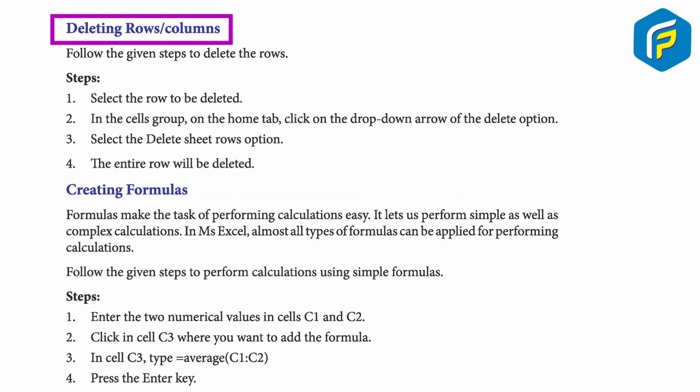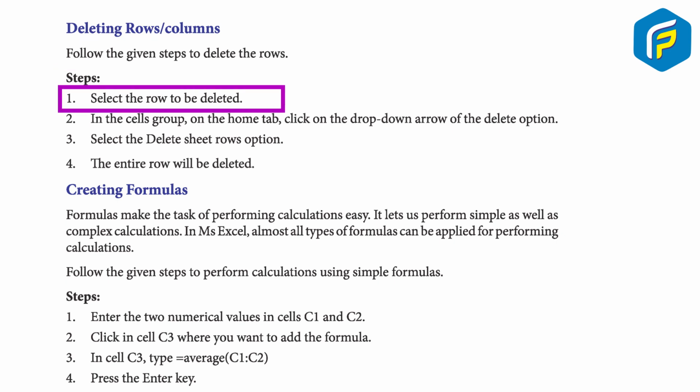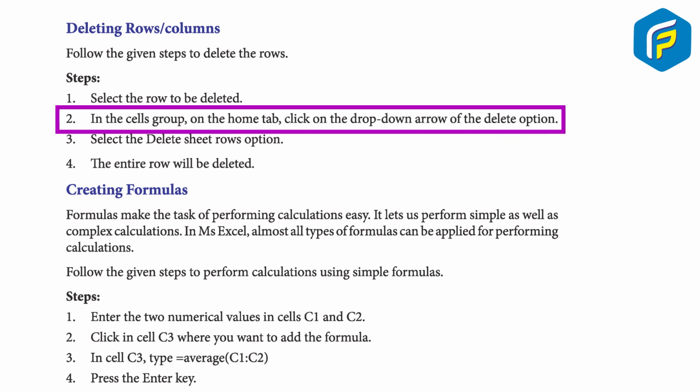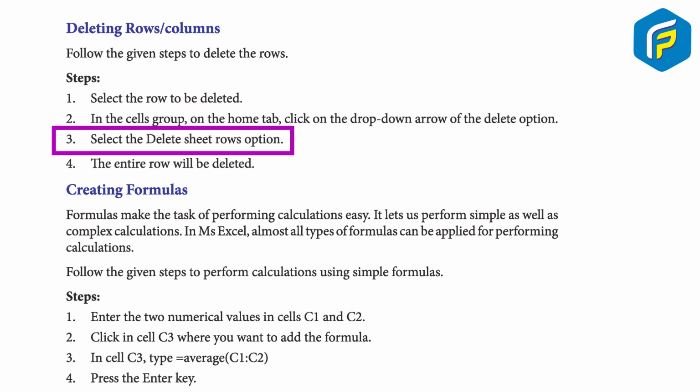Deleting rows, columns. Follow the given step to delete the rows. Steps 1. Select the row to be deleted. 2. In the cells group on the Home tab, click on the drop-down arrow to the Delete option. 3. Select the Delete Sheet Row option.